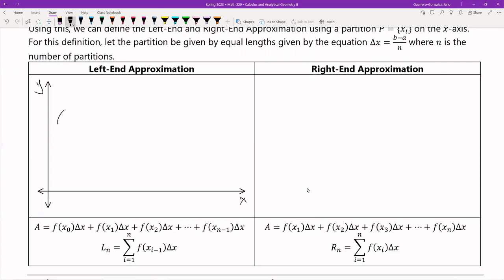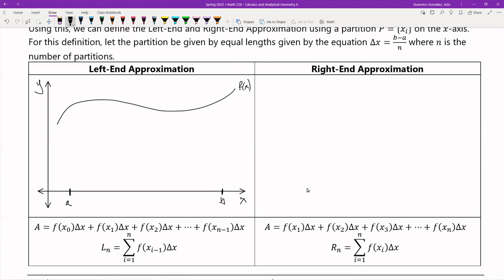I'm going to draw just a function. So this is going to be my f of x right here. Let me make it a little longer so I get enough room. There we go. So this right here is my f of x function. Okay. So the idea here is we're trying to approximate the area under a curve, and we want to do it between a value a and a value b.